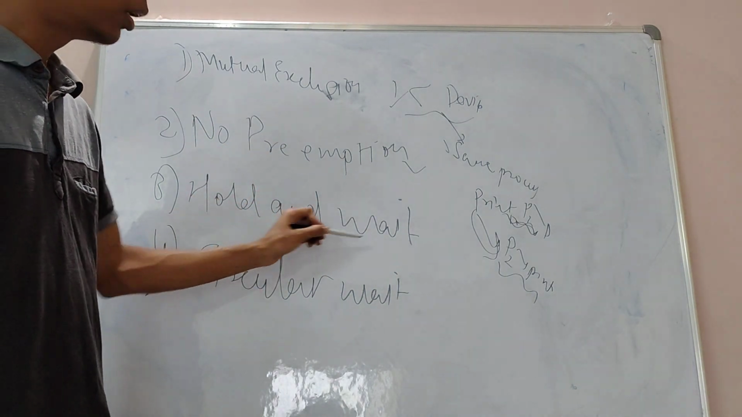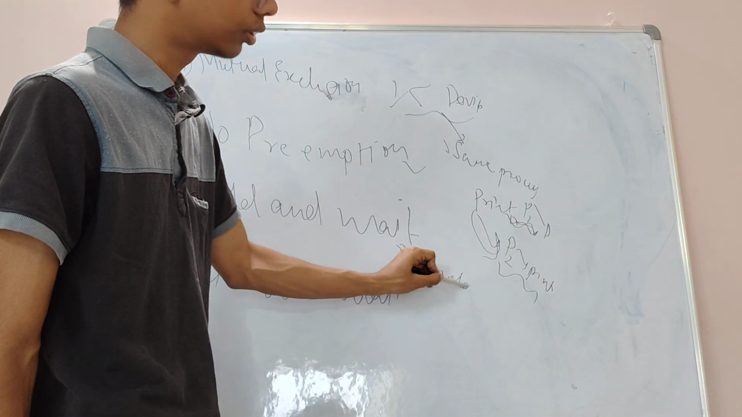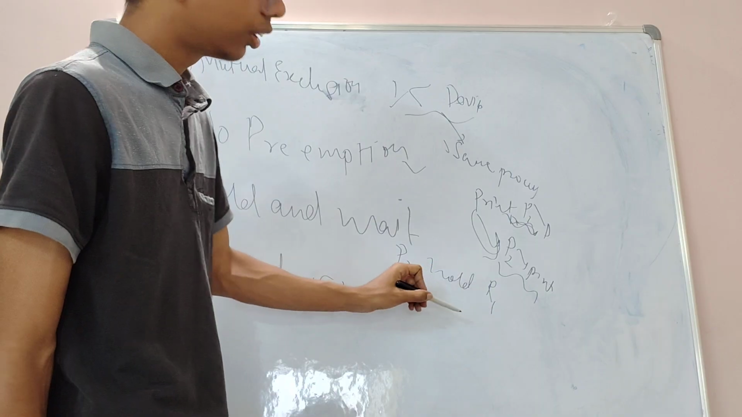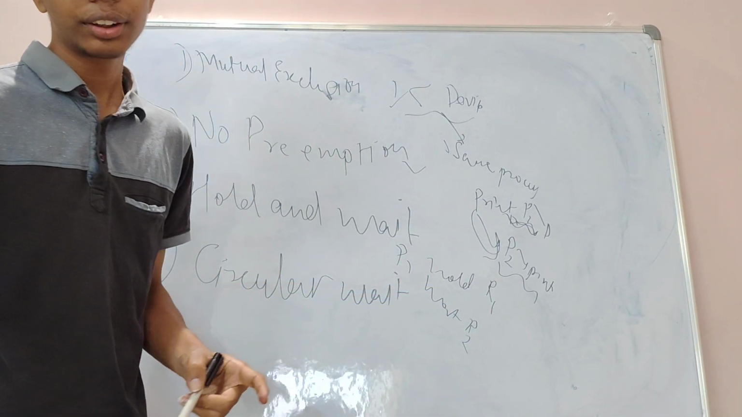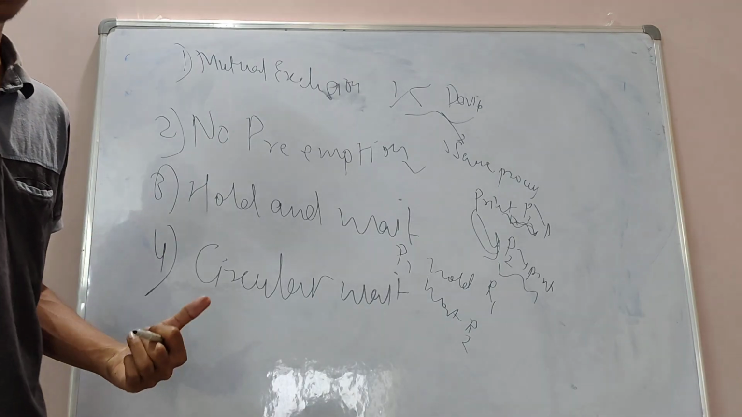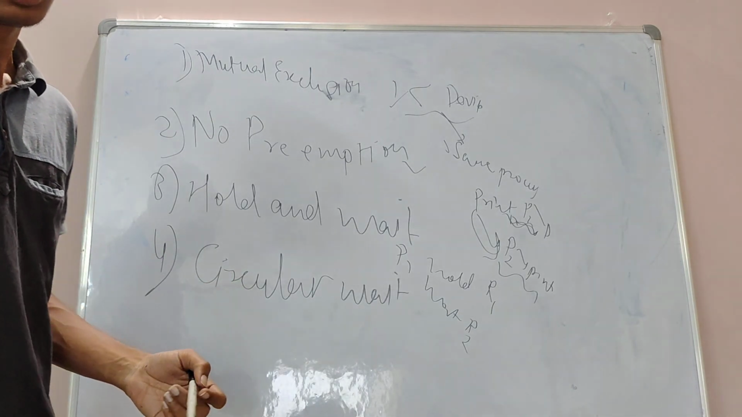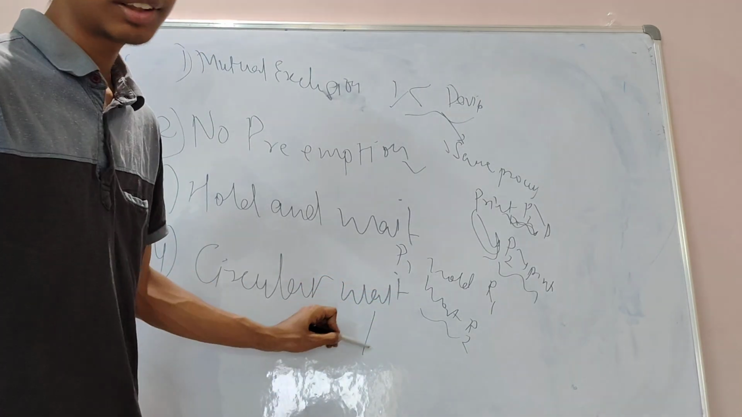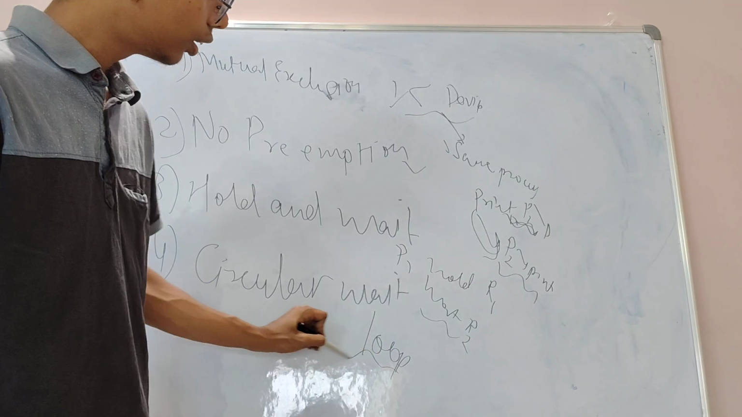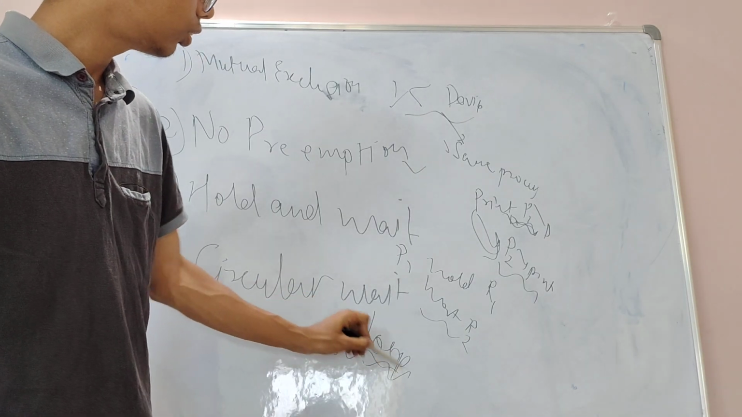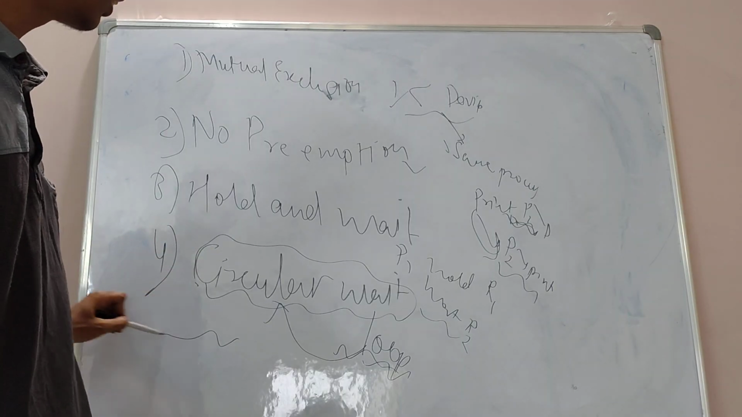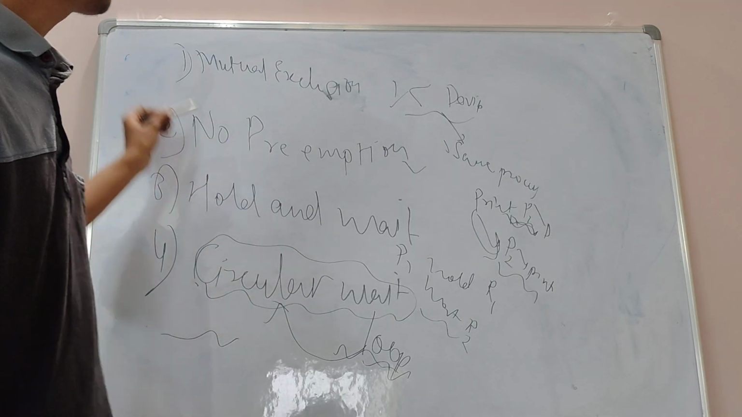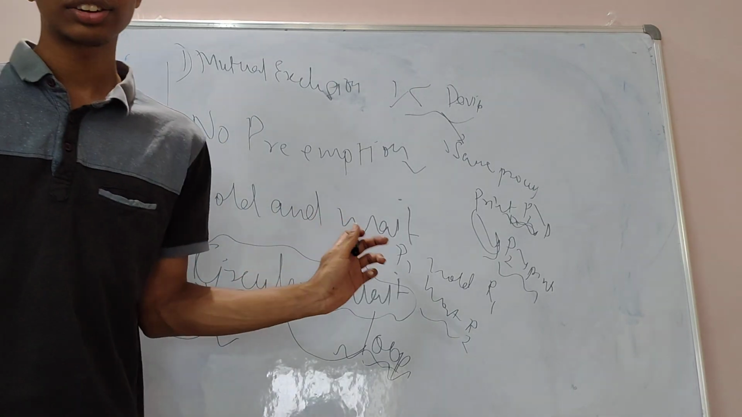Hold and wait means P1 holds R1, resource 1, and waits for resource 2, right? So whatever number of resources there are, a process should hold one and wait for another resource, right? And whenever a loop is created, the loop means circular wait. So whenever this kind of situation arises, it means there is a deadlock condition, right? So this is all for today.